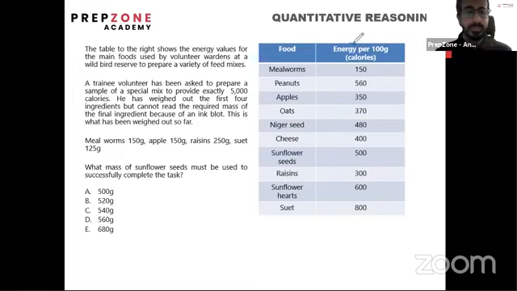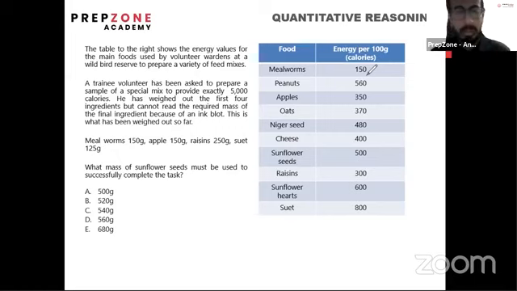Looking at this question, the table on the right gives you food and energy per 100-gram calorie. For example, mealworm, 100 grams, is 150 calories. Peanuts, per 100 grams, is 560 calories. Now, why is this given to us? Looking at the text on the left side, a trainee volunteer has been asked to prepare a sample of a special mix to provide exactly 5,000 calories. He has weighed out the first 4 ingredients.